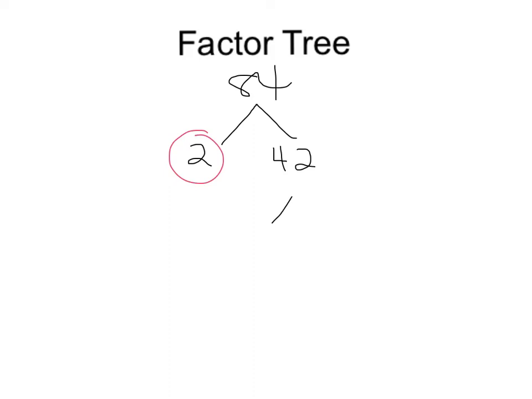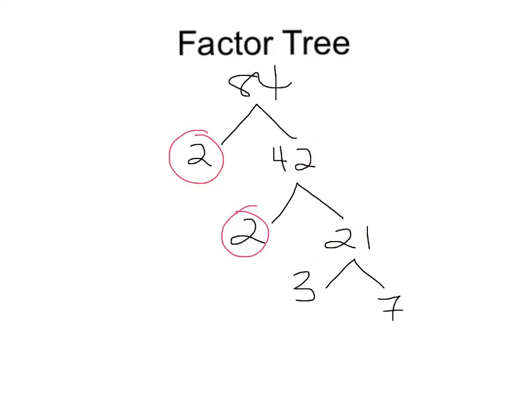And we're going to do our open symbol for 42. Go with 2 again. Again, 2 is prime. 2 goes into 42 21 times. Then we're going to break down 21. 21 isn't even, so it's not going to work for 2. Go with 3. 3 goes into 21 7 times. 3 is prime, 7 is prime. So there's your factor tree for 84.